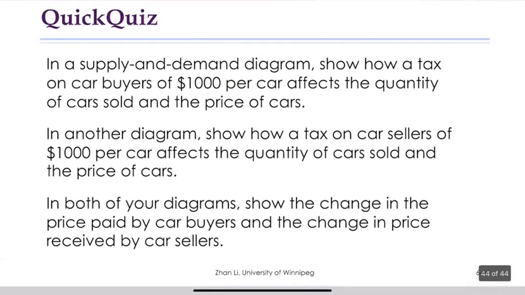So that's the intuition here. Okay, let's see this quick quiz here. In a supply and demand diagram, show how a tax on car buyers of $1,000 per car affects the quantity of cars sold and the price of cars. In another diagram, show how a tax on car sellers of $1,000 per car affects the quantity of cars sold and the price of cars. And in both of your diagrams, show the change in price paid by car buyers and the change in price received by car sellers.